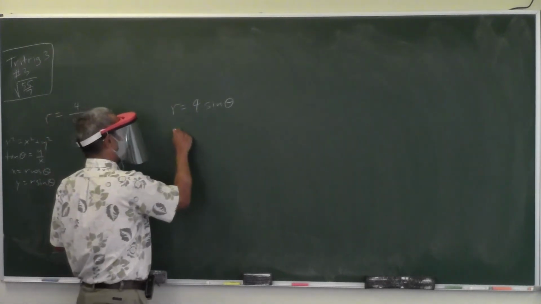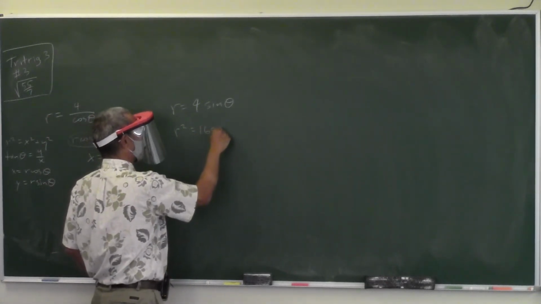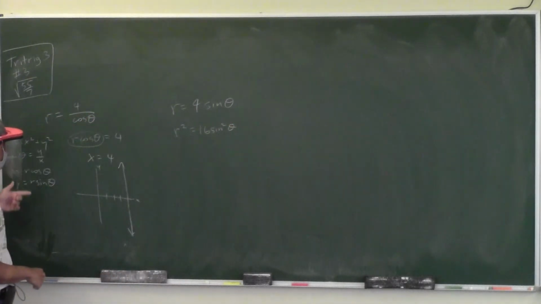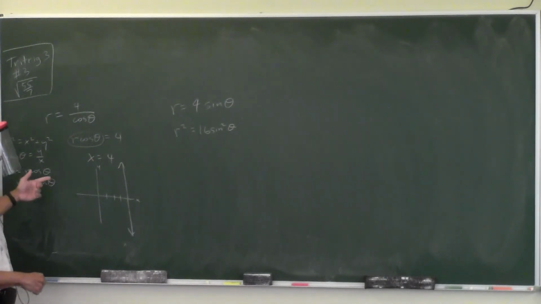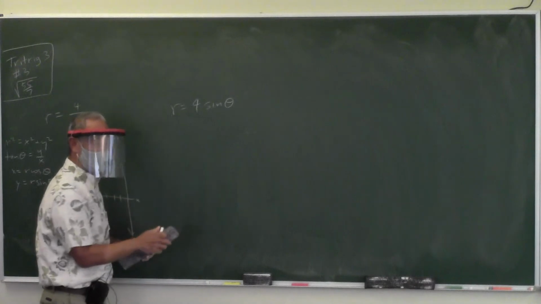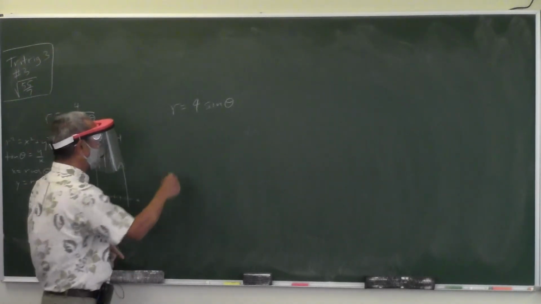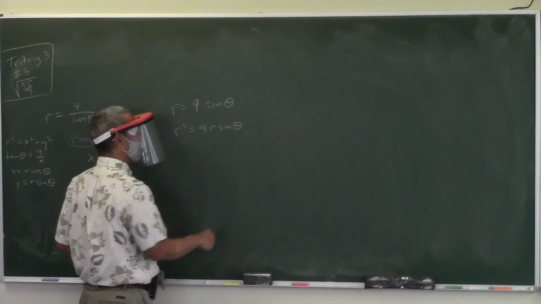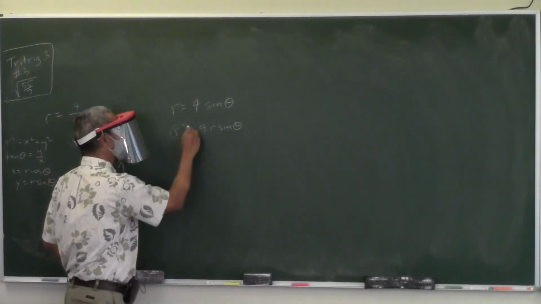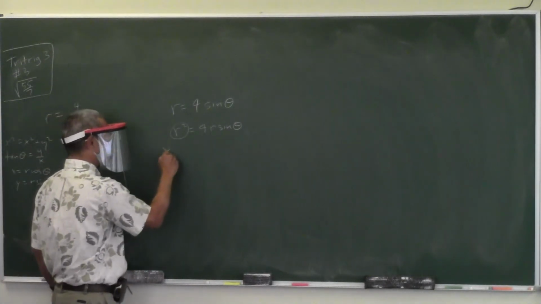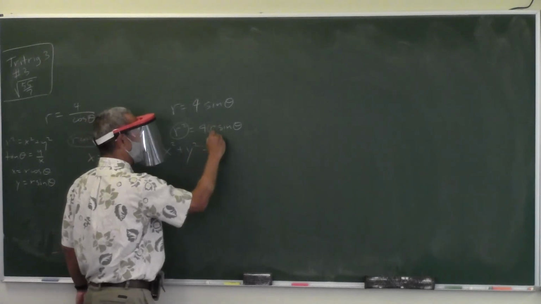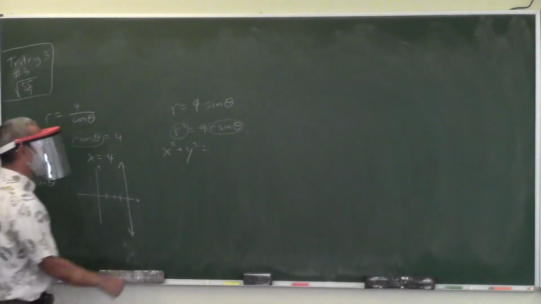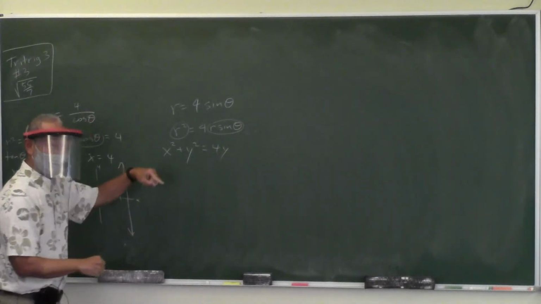Okay, let's try squaring both sides. R squared equals 16 sine squared theta. Okay, but see, we got sine squared theta. Is there a formula here for sine squared theta? No, so I don't think that's the one. So what was the second option? Multiply both sides by r. So you get r squared equals 4r sine theta. And r squared is x squared plus y squared, and r sine theta is y. So 4y. That was the better way to go.